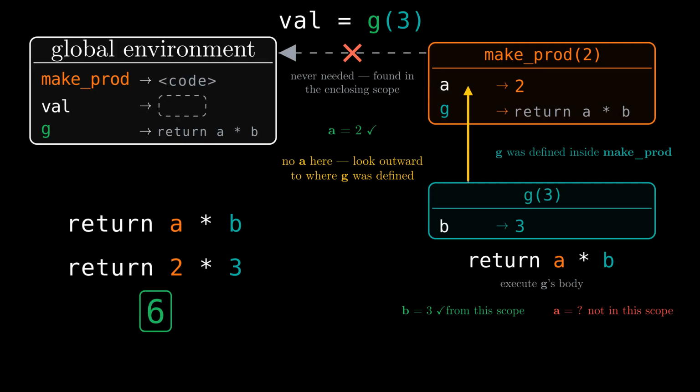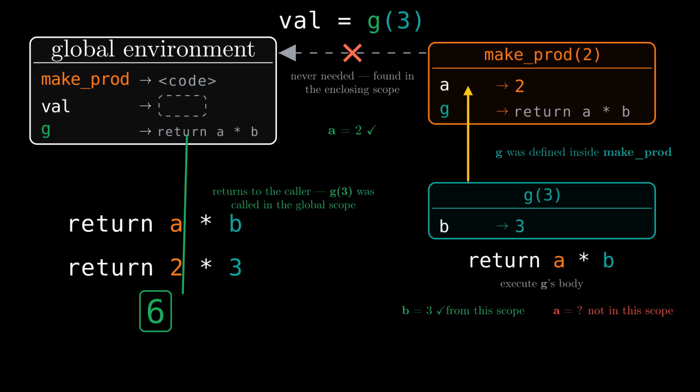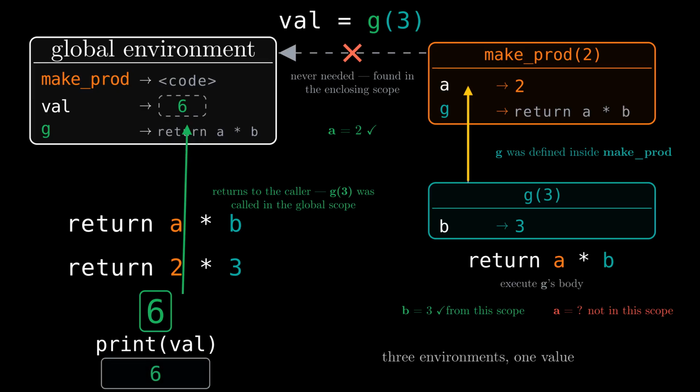Where does that 6 go? Back to whoever made the call. The call g of 3 was made out in the global scope, so 6 lands in the global environment, and val becomes 6. Print val and Python prints 6. That is the whole trace. Three environments, one for the main program, one for the call to make_prod, one for the call to g, and a single value traveling back through them.